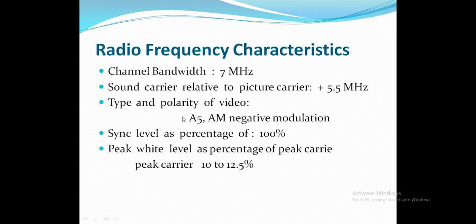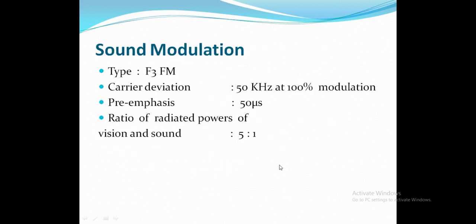Coming to the radio frequency characteristics, channel bandwidth is 7 MHz and sound carrier relative to picture carrier is 5.5 MHz. Type and polarity of the video signal is A5 M, negative modulation we use here. Sync level as percentage is 100%. Carrier is 10 to 12.5%. Coming to the sound modulation, we use F3 FM and carrier deviation is 50 kHz at 100% of modulation. Pre-emphasis is 50 microseconds.